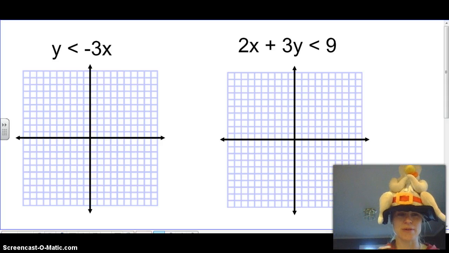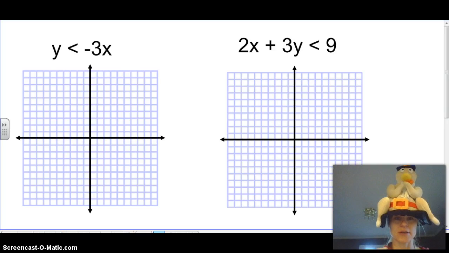So tomorrow we have a quiz on graphing linear inequalities. These are examples of what you're going to see on your quiz tomorrow. You might want to pause the video at this point and attempt these two problems on your own, and then come back and check and see how you did.